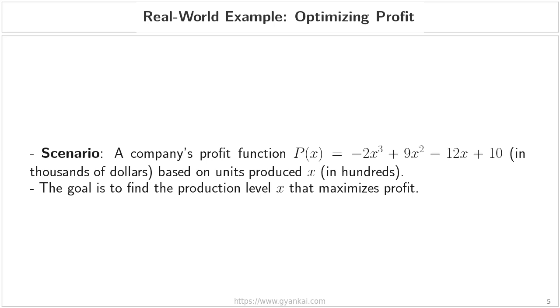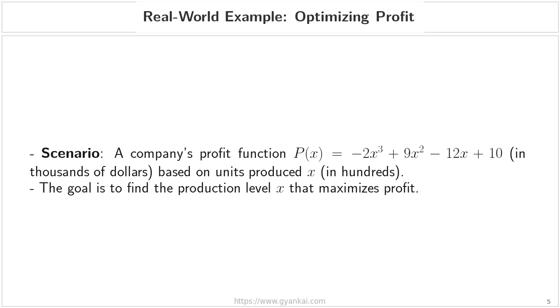Real-world example: optimizing profit. Now that we have covered the theoretical framework and the working rules of the first derivative test, let us apply these concepts to a practical, real-world scenario. Please look at the scenario on the slide. We are analyzing a company's profit function, denoted as p of x, which is equal to negative 2x cubed plus 9x squared minus 12x plus 10.